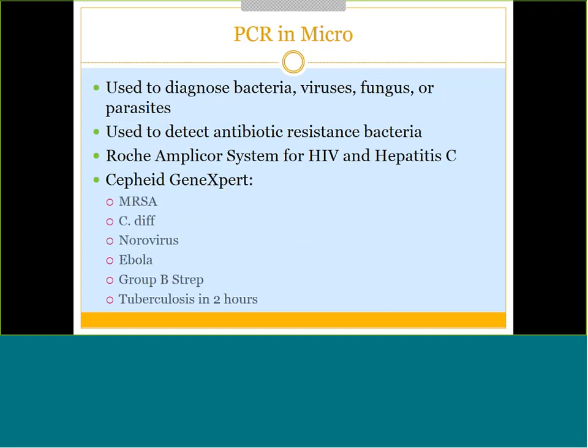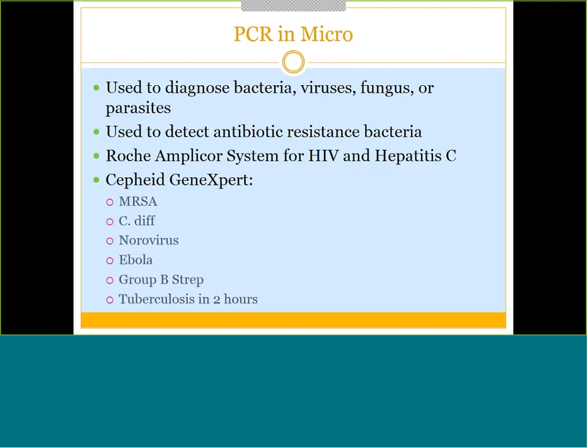For me, it's kind of nice because I come from Fargo, and I'm like, oh my gosh, I didn't get to see this there. But yes, they have the GeneXperts, which run different things that they will look for. So you have your methicillin-resistant Staph aureus, C. difficile, norovirus, Ebola, Group B strep, tuberculosis in 2 hours, and there's many, many more. The list went on and on. I just highlighted some.